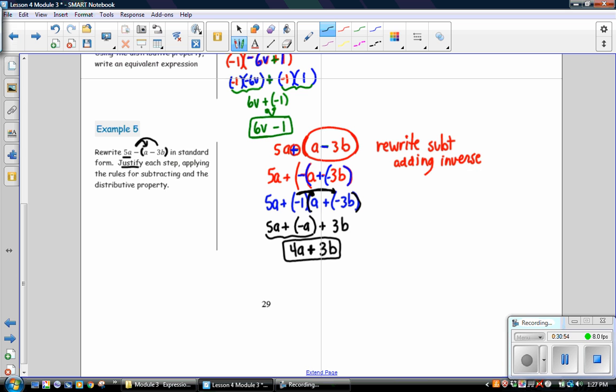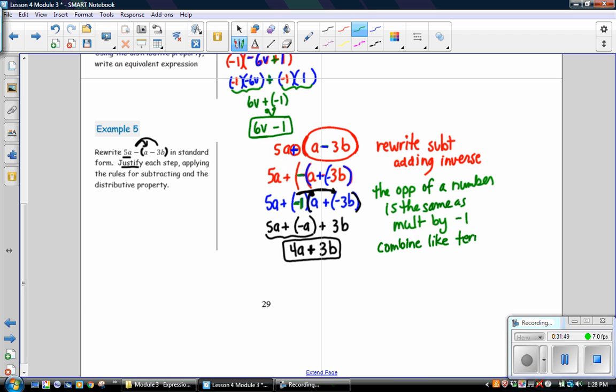And it said justify each step applying the rules. So the first step that we did was to rewrite subtraction, adding the inverse, and that is simply the rule of subtraction. Then we wrote the opposite of a number is the same as multiplying by negative 1. That's right here. The opposite of a number is the same as multiplying by negative 1. Then we distributed the negative 1. The last thing that we did was to combine like terms. And that is not a property, that was just a math problem that we did.